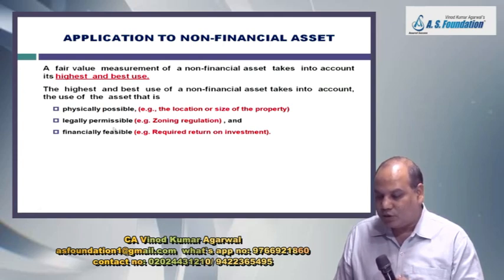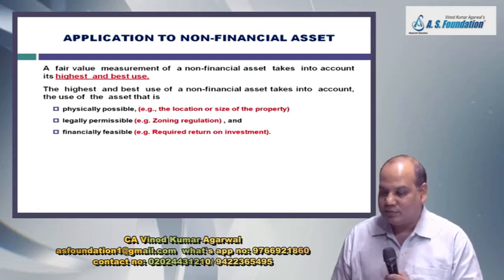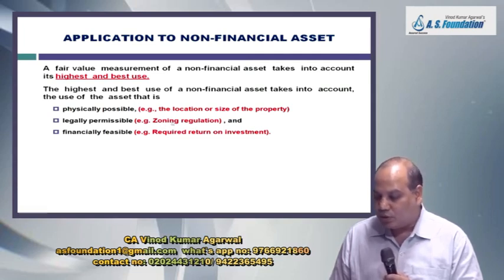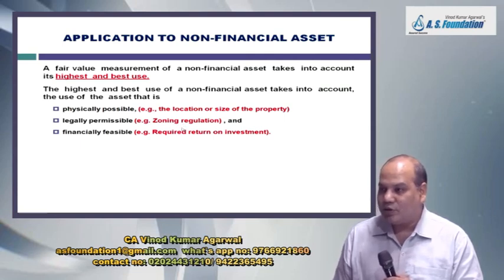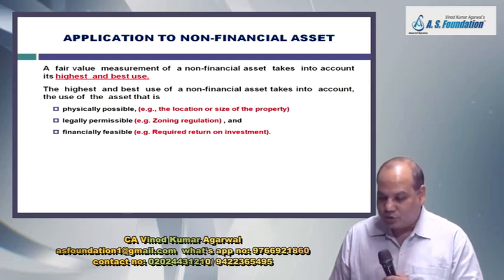Second, it depends on legal permission, legally permissible. That means there is a land and you want to construct, let's say, a factory building. Just check, is a factory building allowed in that location? For example, there can be zoning regulations. What is that? That means some land cannot be used for industrial purpose. Some land cannot be used for commercial purpose. So in that case, you will not consider that.